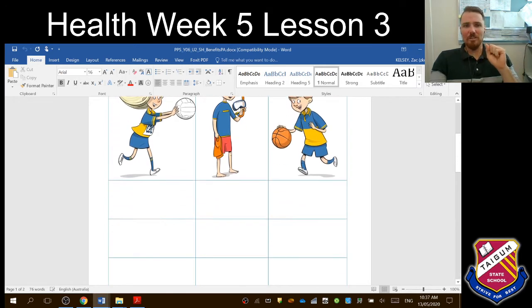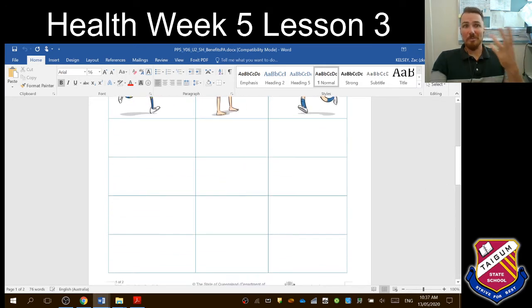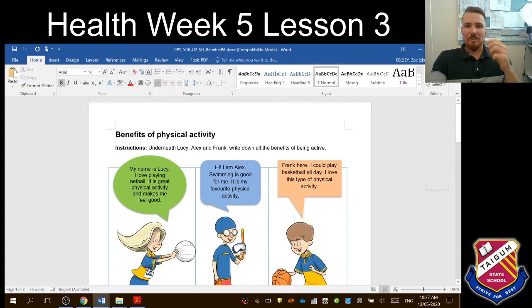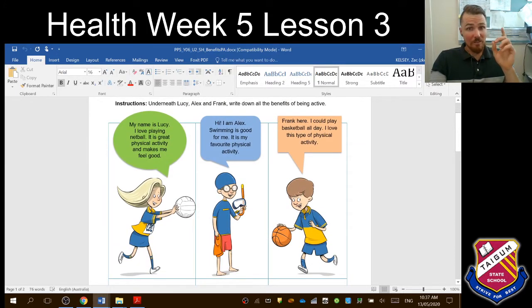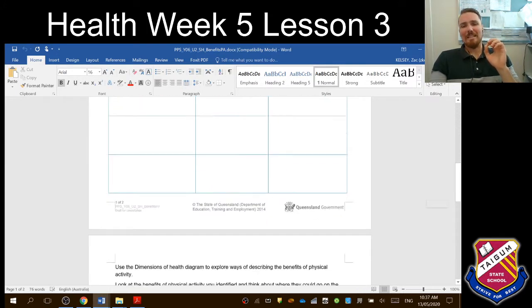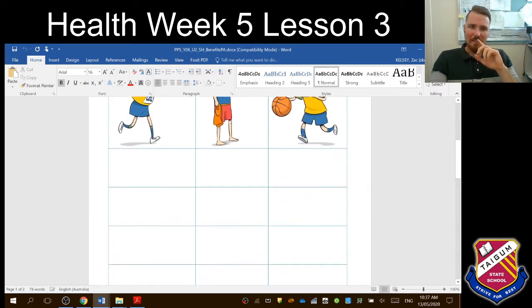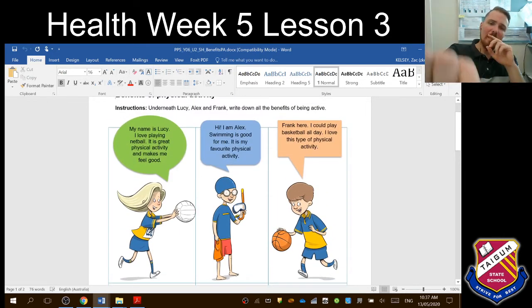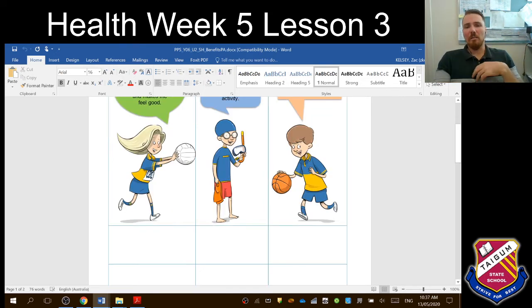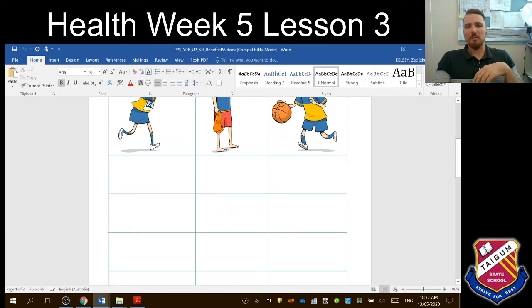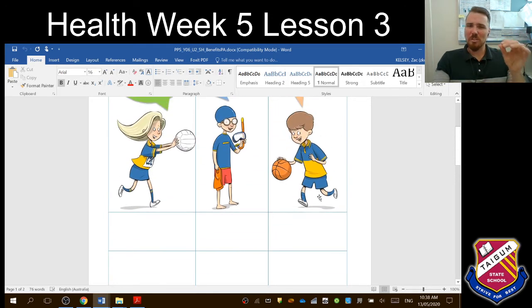So those 3 students have expressed the things that they like. So underneath each of them, write down all the benefits of being active. Now, it's not generic benefits of being active. It's specific to that person and what they chose for me. So netball particularly. Otherwise, we can just say it keeps you healthy, it keeps you moving, it keeps you fit for all of them. That's boring. I want you to be specific.